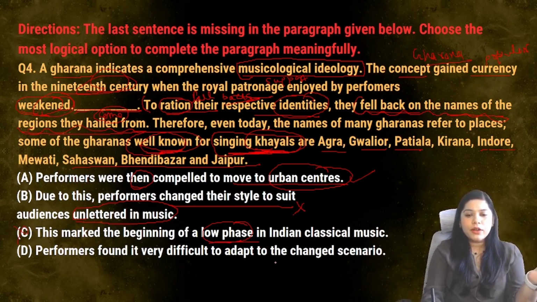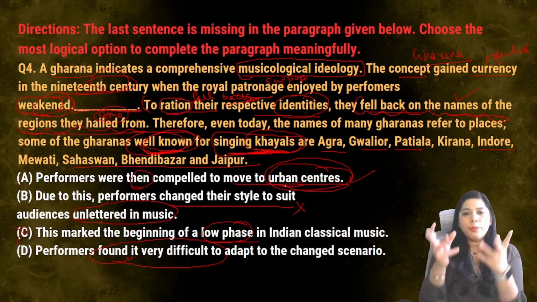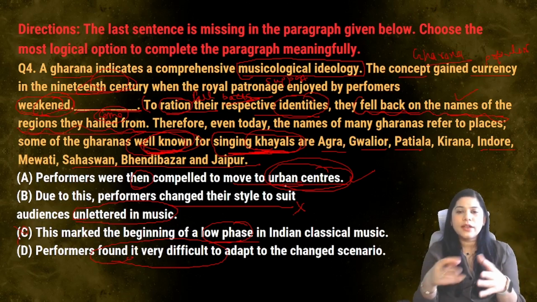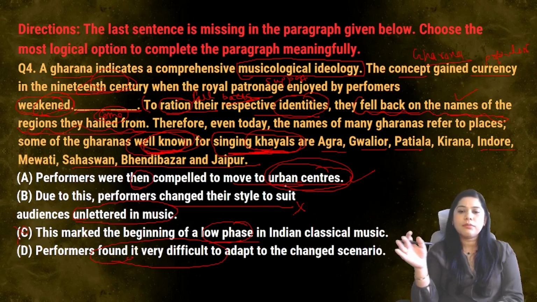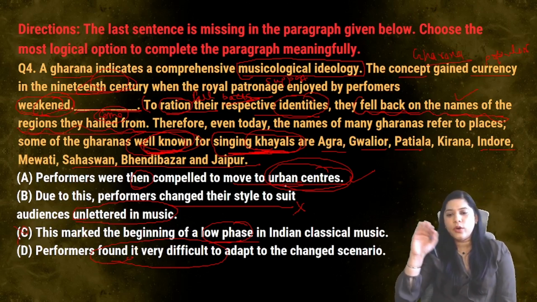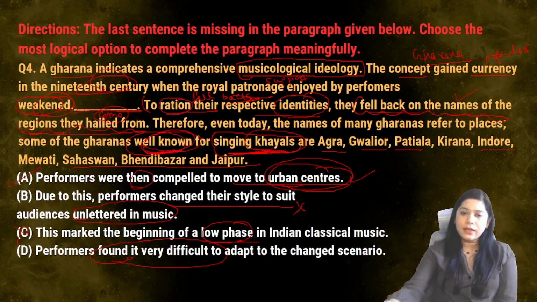Performers found it very difficult to adapt to the changed scenario. I don't think they found it difficult because they fell back on the names of the places, regions they came from, and now they are well known for something. That means they changed some strategy rather than going through a difficult phase, isn't it? So what is the strategy? They moved to urban city areas where people had money, people could pay for their music to listen, like concerts and all, and then from there they were well known for singing khayals and basically famous as Agra Gharana, Gwalior Gharana, Indore Gharana, Jaipur Gharana, etc., etc. So one will be the correct answer.